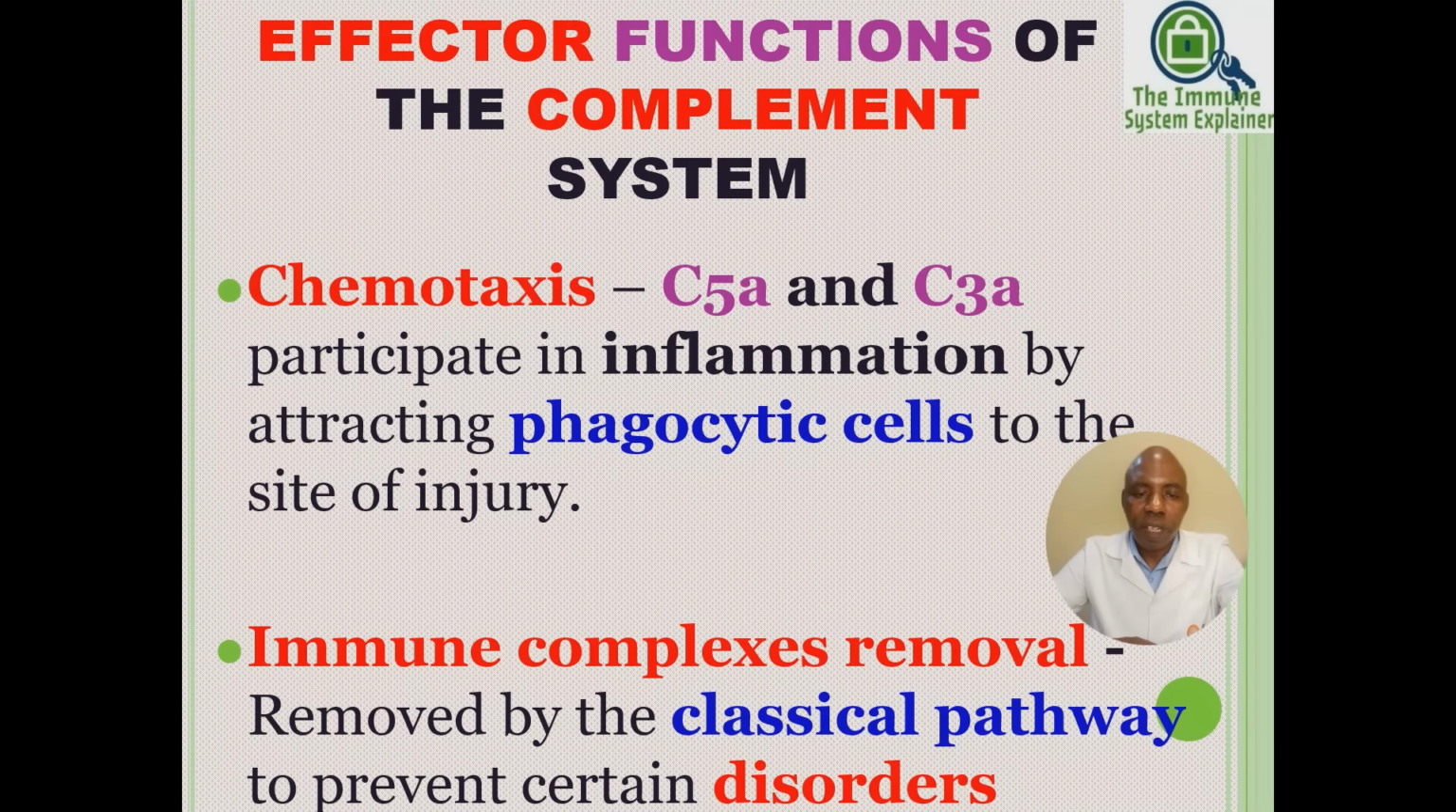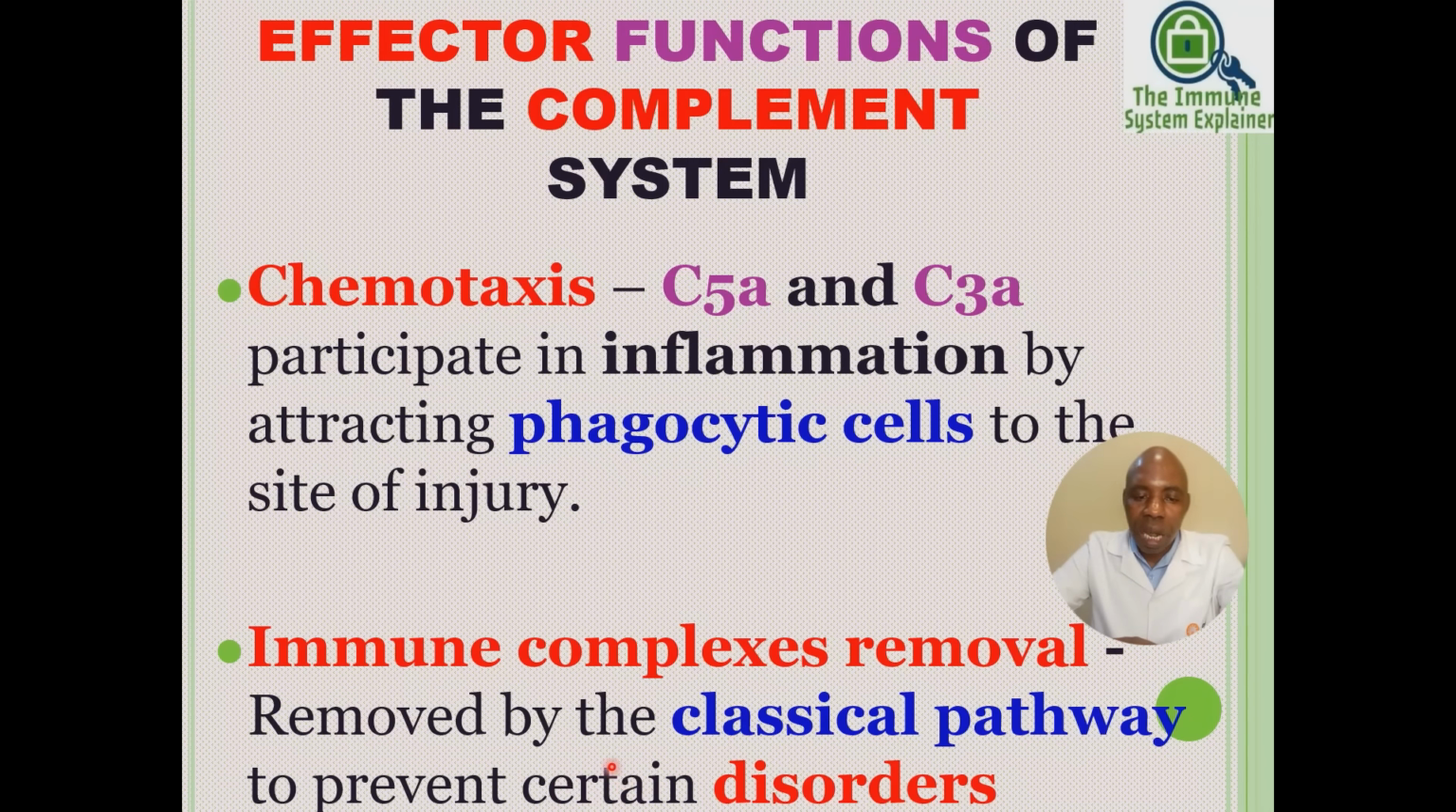Then the third effector function of the complement system is chemotaxis. C5a and C3a, you'll remember we said they diffuse away to go to the site of inflammation, and so they participate in inflammation by attracting phagocytic cells to the site of injury, and then they can phagocytose the microorganisms at the site of injury or at the wound.